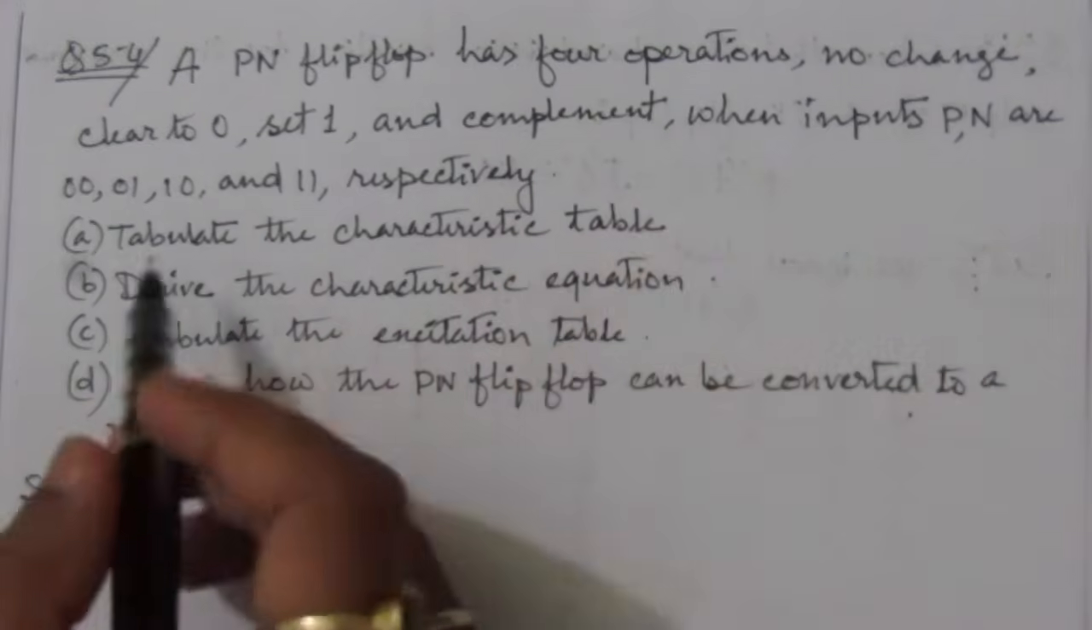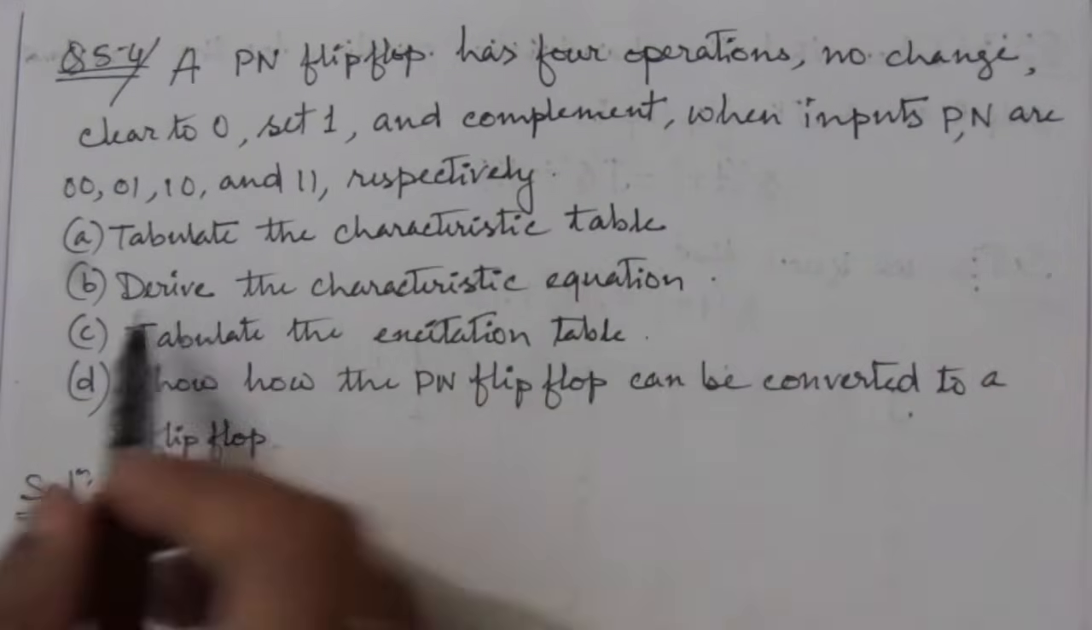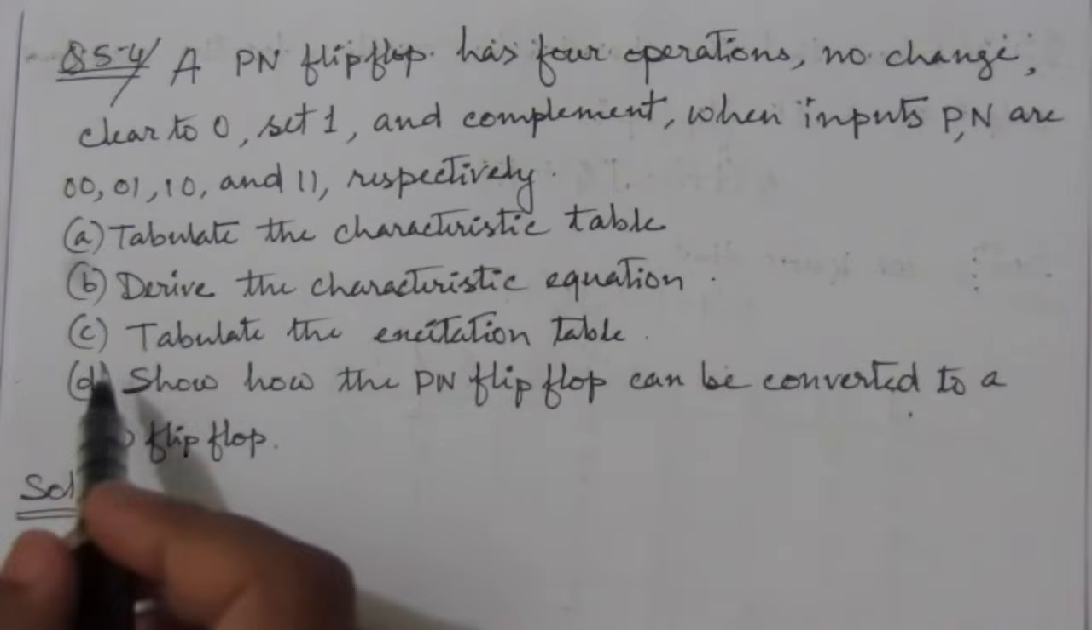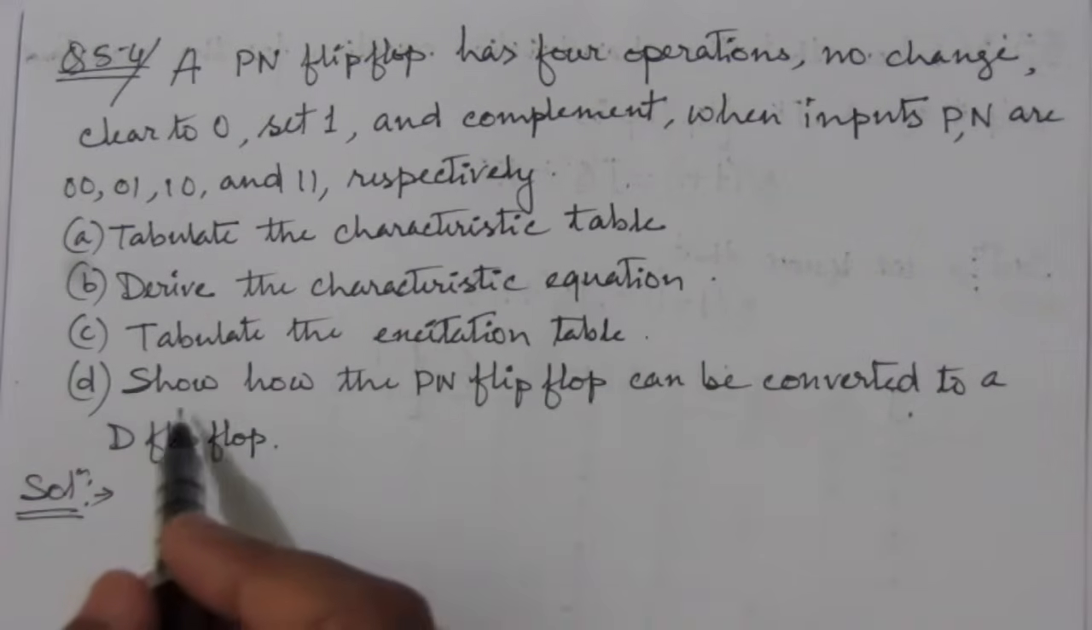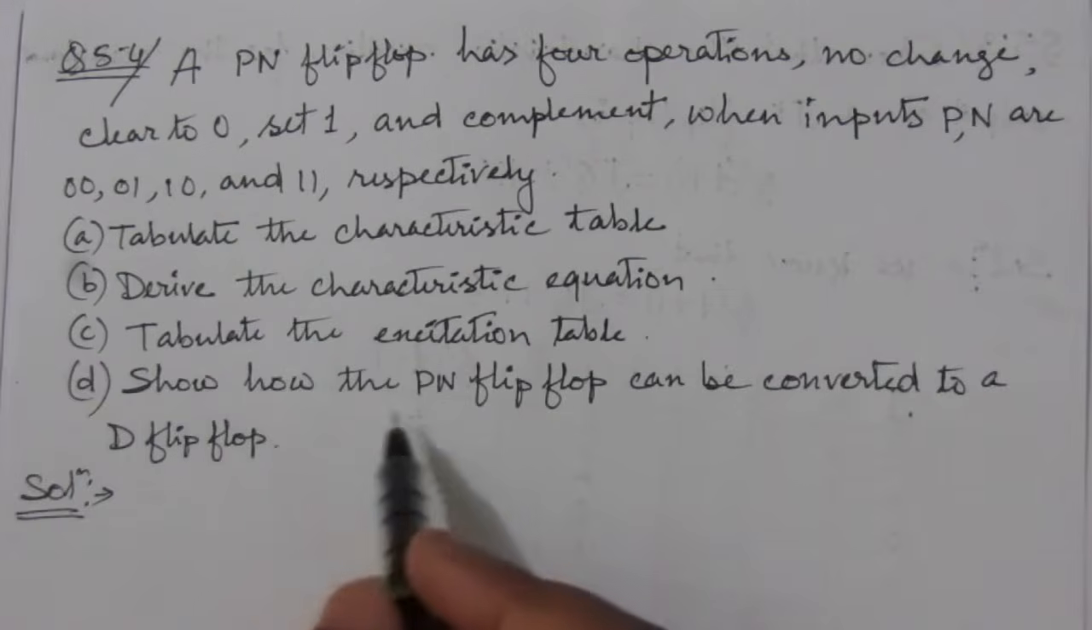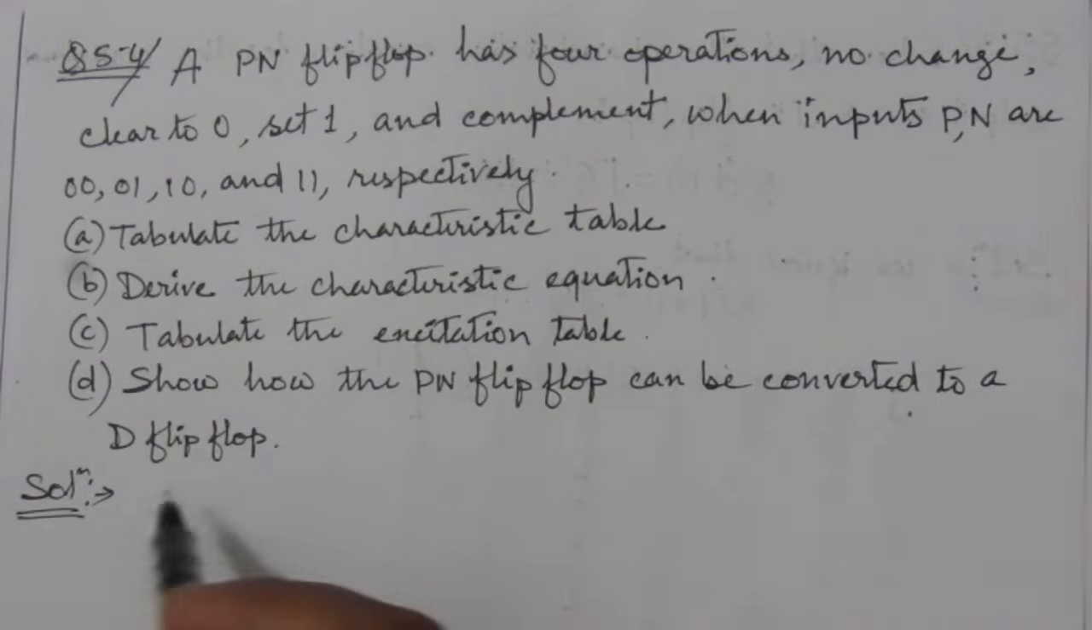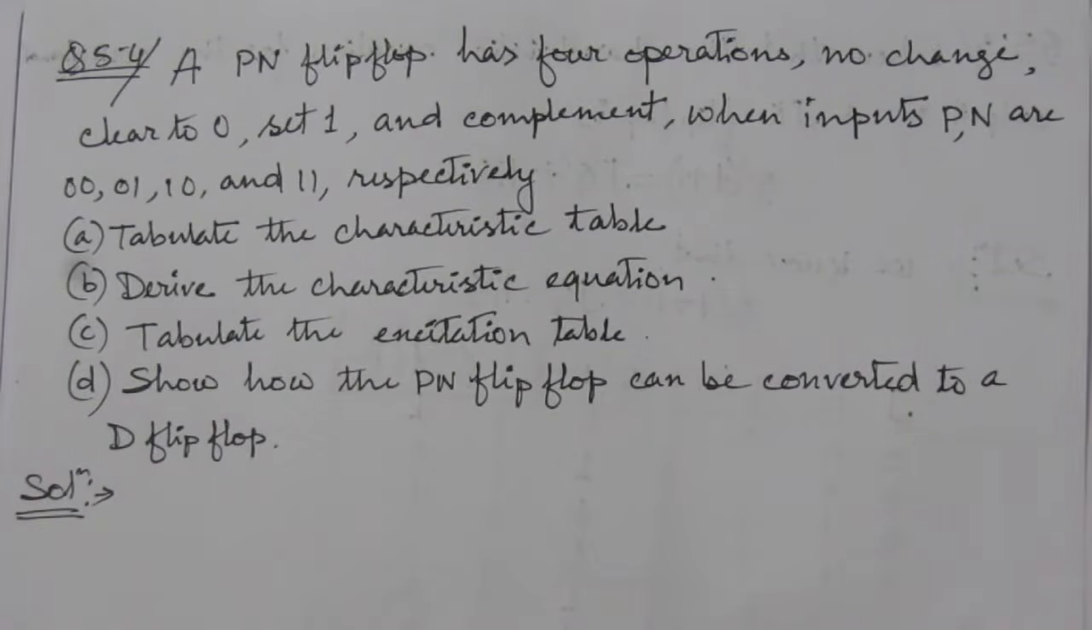Now what we have to do: we have to tabulate the characteristic table first, then we have to derive the characteristic equation, then we have to tabulate the excitation table, and we have to show how the PN flip-flop can be converted to a D flip-flop. Now let us solve this problem one by one.